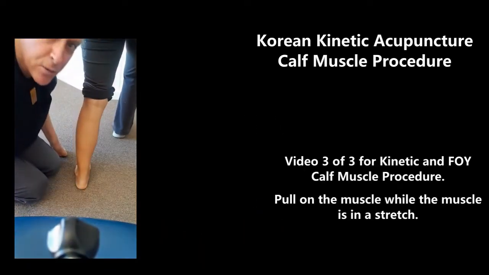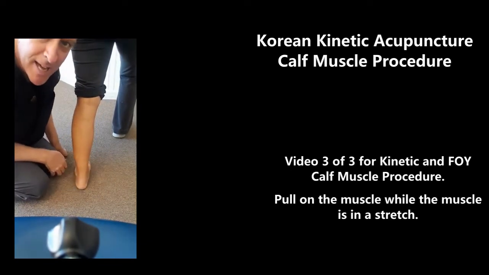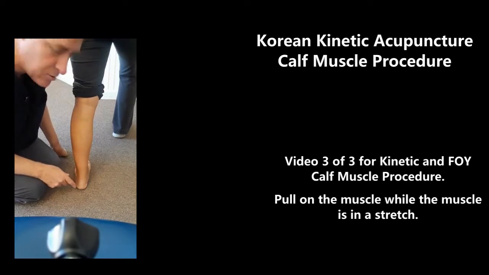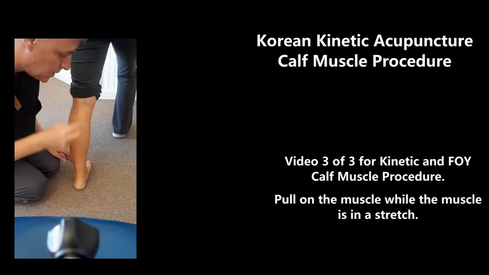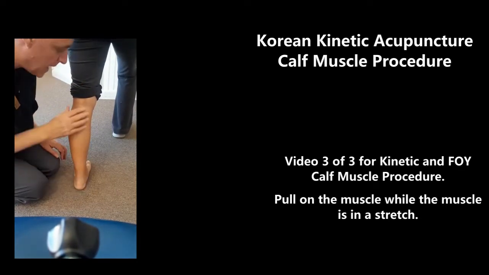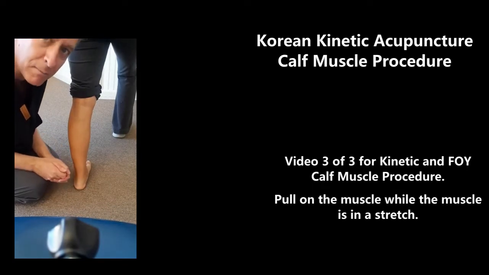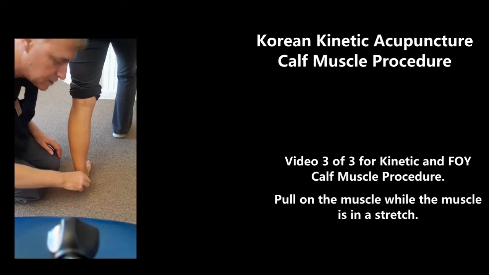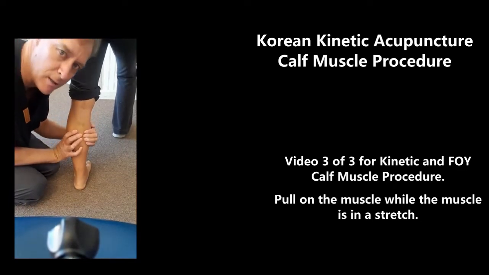This is the fountain of youth stretch for the calf muscle that benefits the bottom of the foot. This is the last thing we do after performing the Korean kinetic acupuncture techniques, number 1 and 2. So it's just a manual stretch. We've already had the patient bring their foot back as far as possible. They push against the wall, driving the heel on the ground. The calf muscle is stretched. Now, in that position, we do the pull on the muscle while the muscle is still in a stretch. So they can push against the wall, letting the force pass through the body, driving the heel on the ground. And then what you can do is just take your fingers and pull on the muscle.